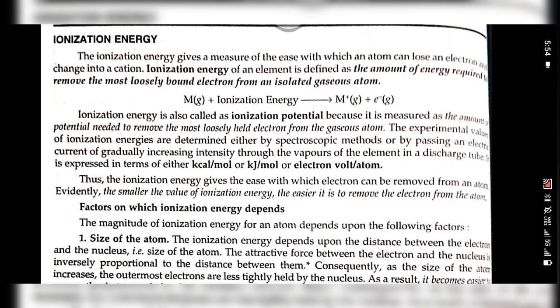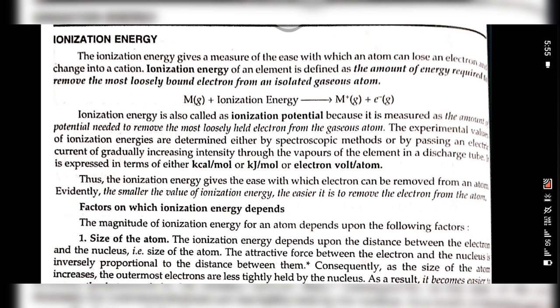The experimental values of ionization energies are determined either by spectroscopic methods or by passing an electric current of gradually increasing intensity through the vapors of the element in a discharge tube. It is expressed in terms of either kilocalorie per mole or kilojoule per mole or electron volt per atom. Thus, the ionization energy gives the ease with which an electron can be removed from an atom. Evidently, the smaller the value of ionization energy, the easier it is to remove the electron from the atom.